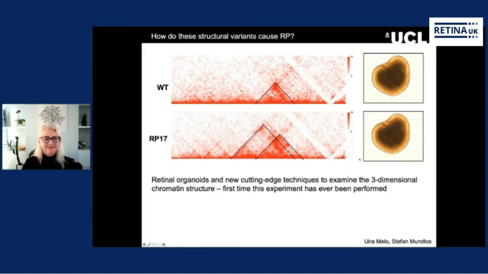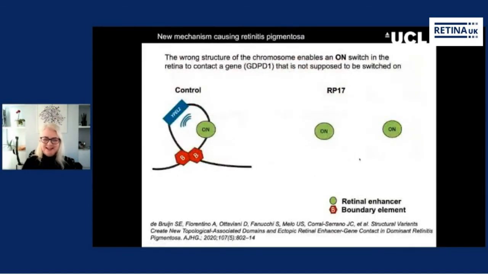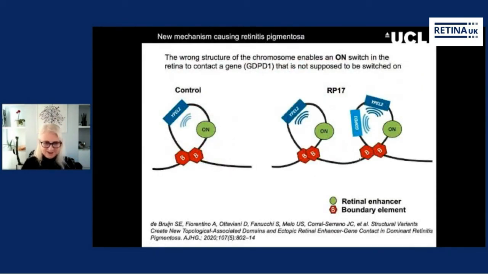And what did it mean? So then, again, to cut a very, very long story short, essentially what we have here is the wrong structure of the chromosome. In a control, we can see a big loop of DNA here with an on switch. This is an on switch for retina, and this switches this gene in this loop of DNA on in the retina. That's a normal situation.